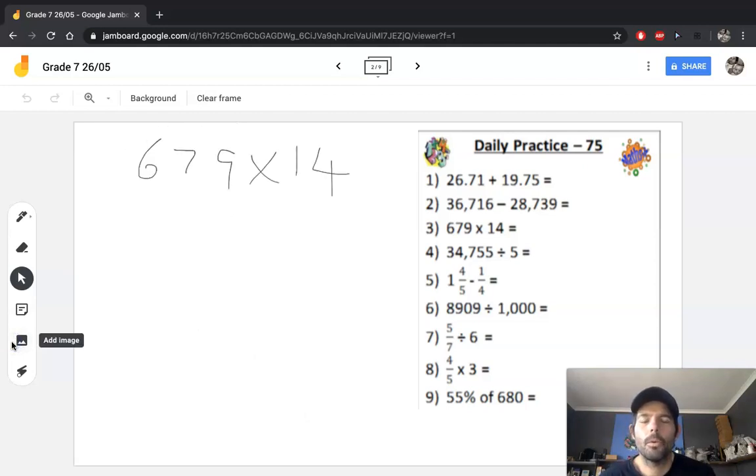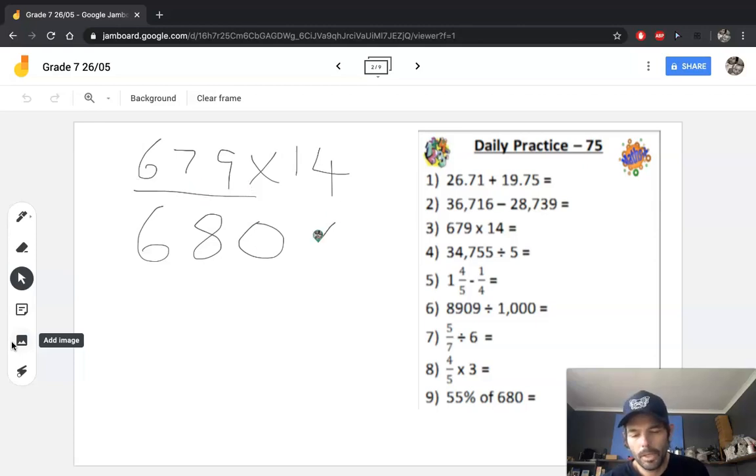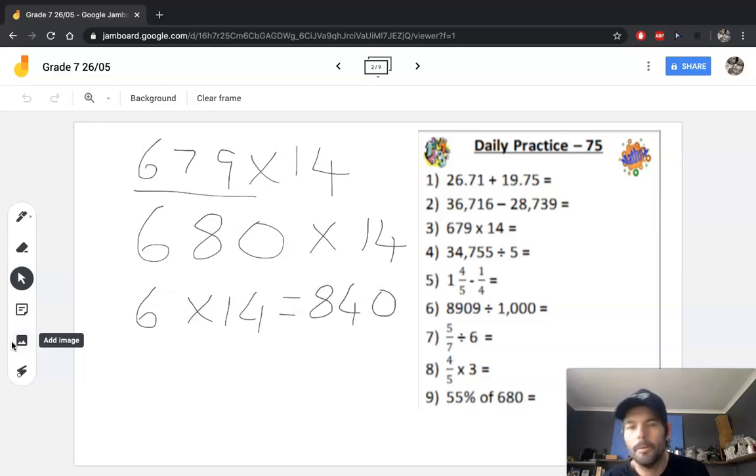179 multiplied by 14. You guys know by now that there are multiple ways of doing a question like this. So today I'm actually going to use the compensation method. So I'm going to turn 679 into 680 and multiply that by 14. Okay, so ultimately I need to do 68 times 14. So I know that 60 times 14 can be 6 times 14. That's going to give me 60 and 24, that's 84. And we must remember the 0.